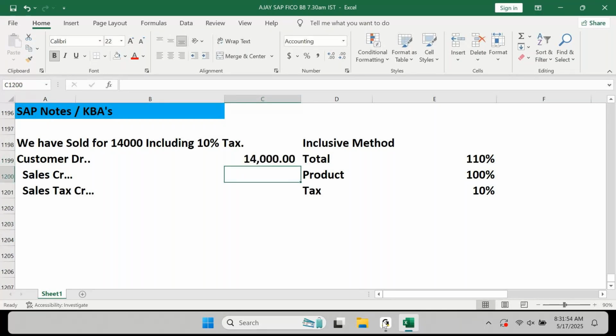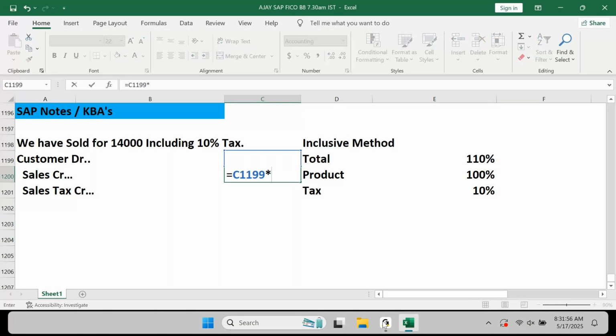Product value: 14,000 into 10 by 110. Product value, 10 by 110. 200 divided by 100. Product value against product it is 100, right? You'll have to take 100 by 110. Yes, sir.